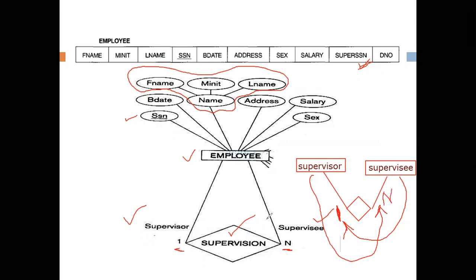Now come back to this diagram. The supervisor role is here, the supervisee is here. So we will write 1 on this side and N on the other side, just like we have written over here. So 1 here, N over here. This is how we write the cardinality ratios in the relationship.